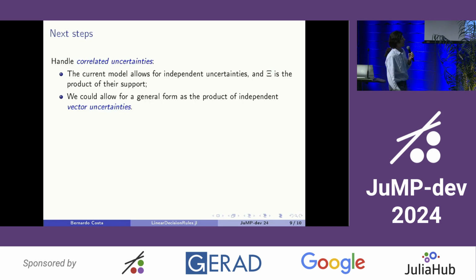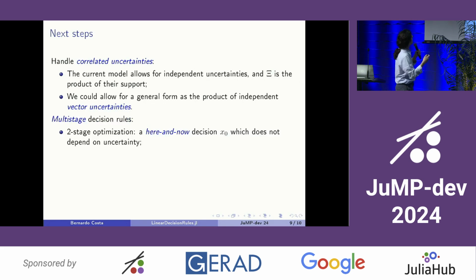So the next steps we're thinking about: first, handling correlated uncertainty. For the moment, we only have independent one-dimensional things, and that's a very easy starting point. The general setting is a product of independent vector uncertainties, but there are still some outstanding issues on what's the best way to integrate that into a formulation that will allow for a general transformation between the model that the person is writing and the calculation of the expected M matrix.